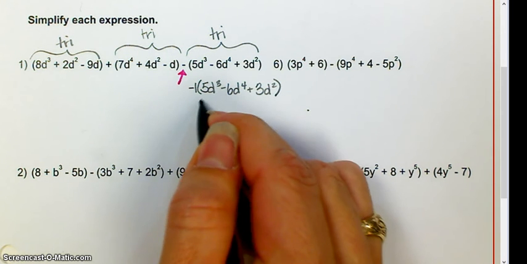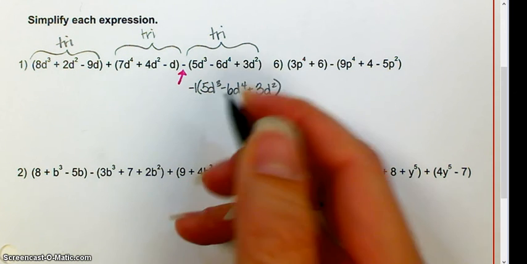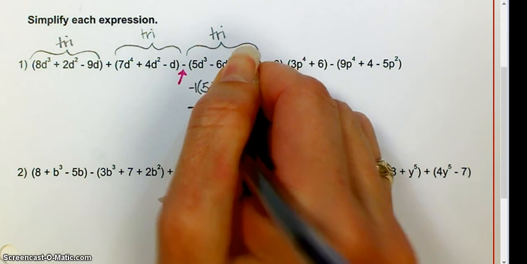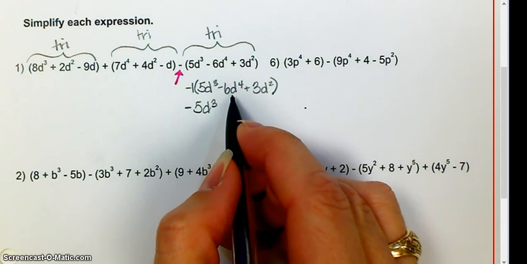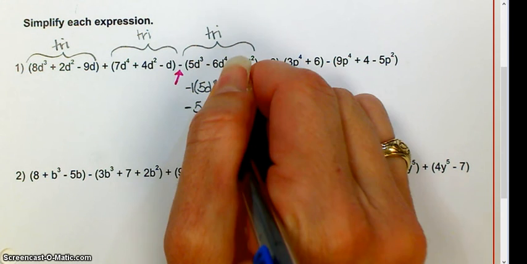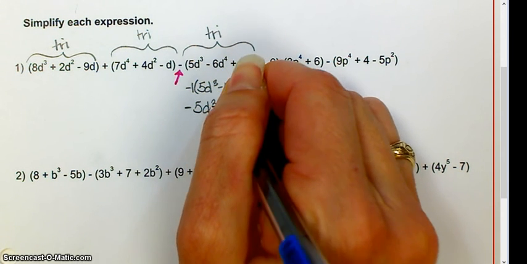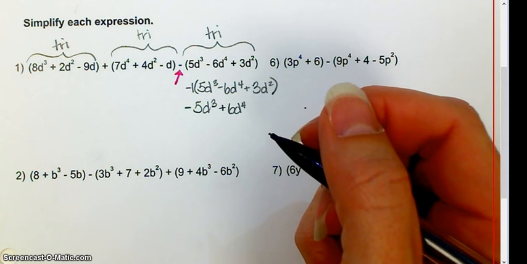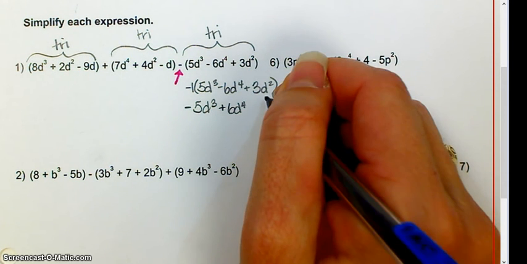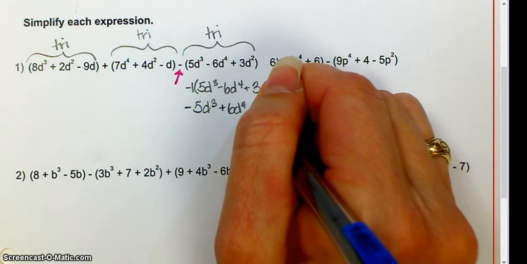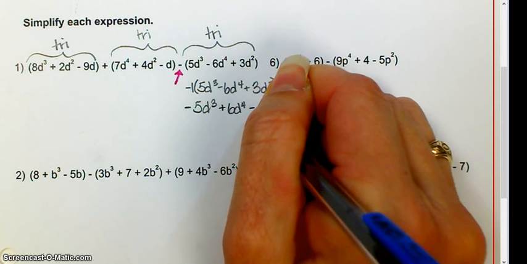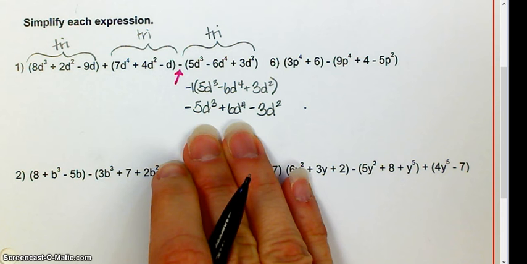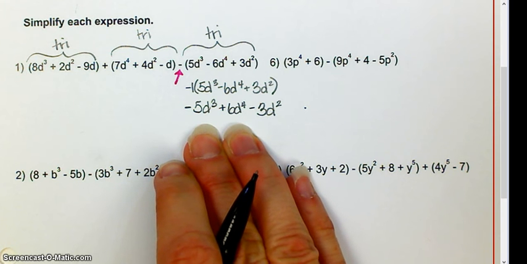All right, what is -1 times 5d to the third? That's -5d to the third. What is -1 times -6d to the fourth? That's a positive 6d to the fourth. Do y'all get that? Because a negative times a negative. And a -1 times a positive 3d squared is -3d squared. All right, are y'all good on what I did to that third polynomial?